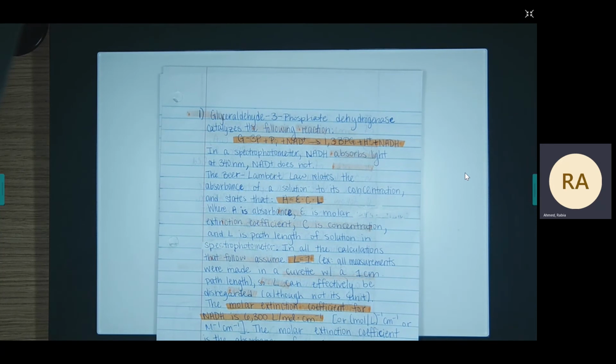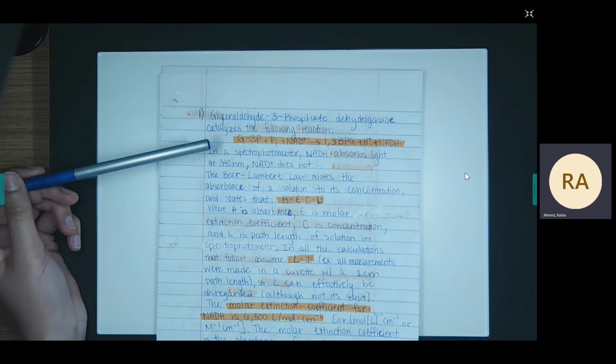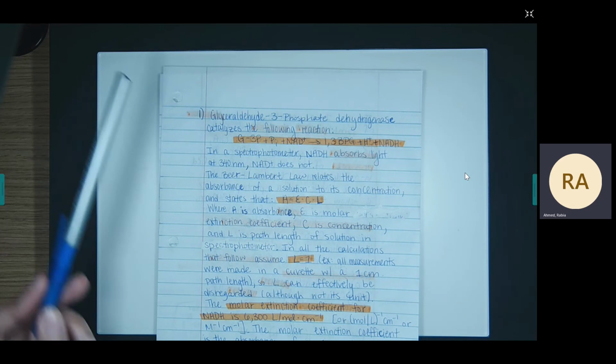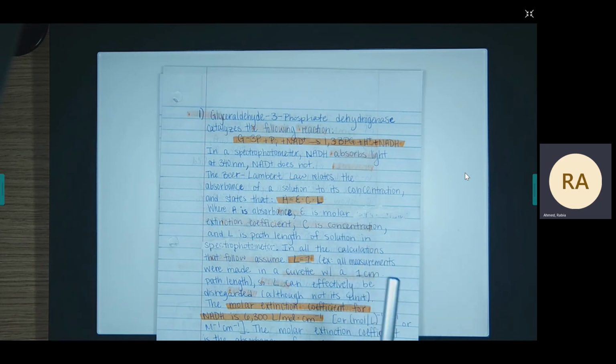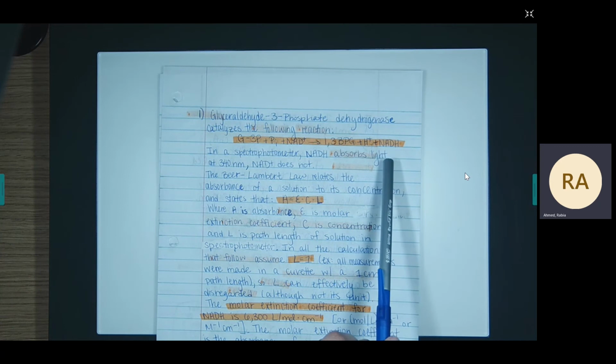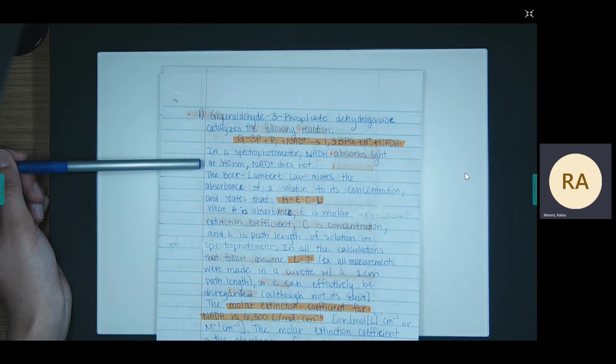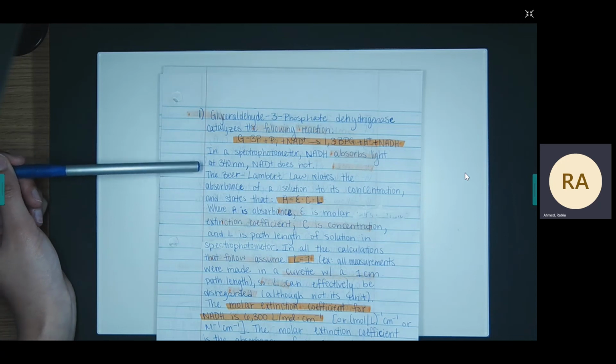So the first question is: glyceraldehyde 3-phosphate dehydrogenase catalyzes the following reaction. G3P plus inorganic phosphate plus NAD+ goes to 1,3-bisphosphoglycerate plus H+ plus NADH. In a spectrophotometer, NADH absorbs light at 340 nanometers, and NAD+ does not.